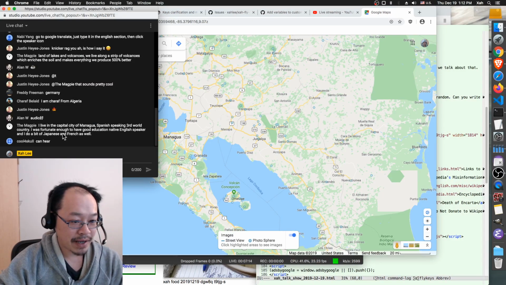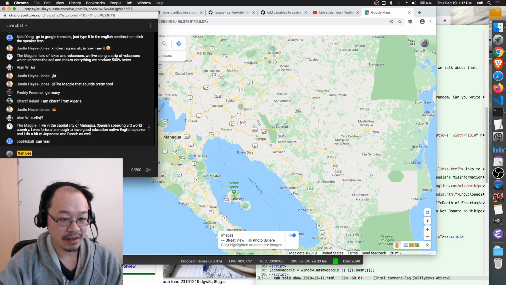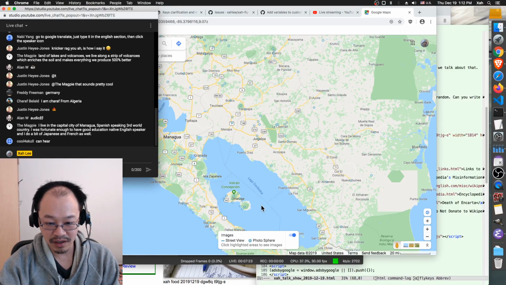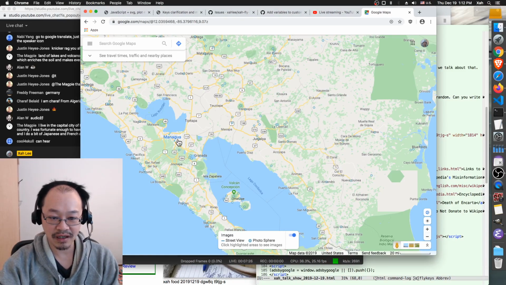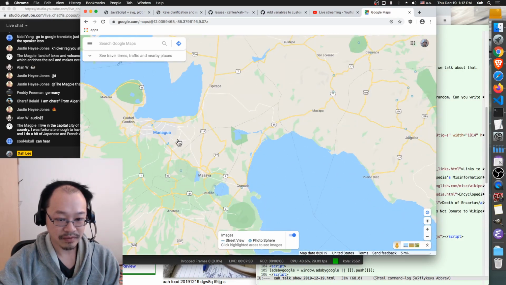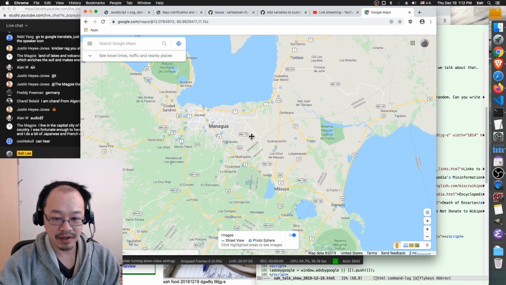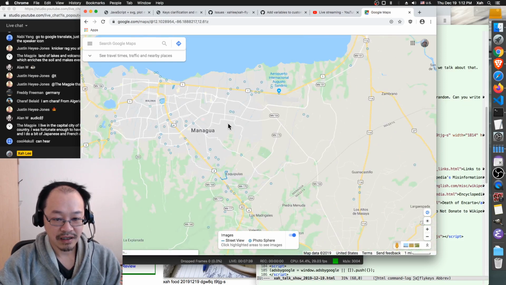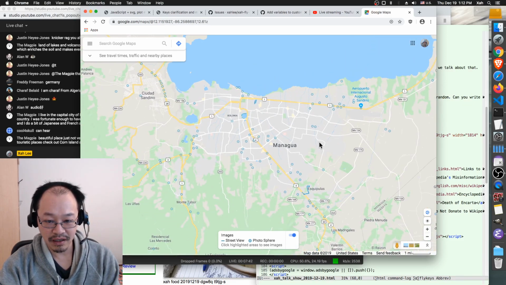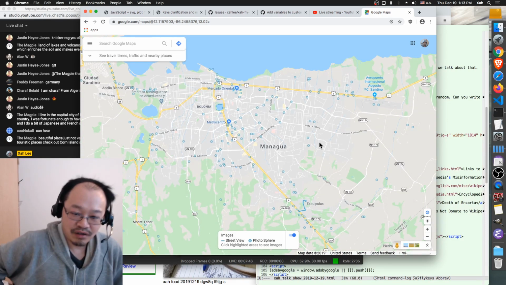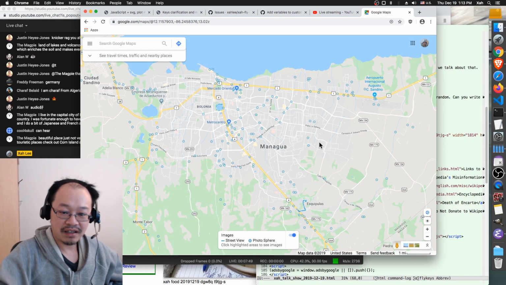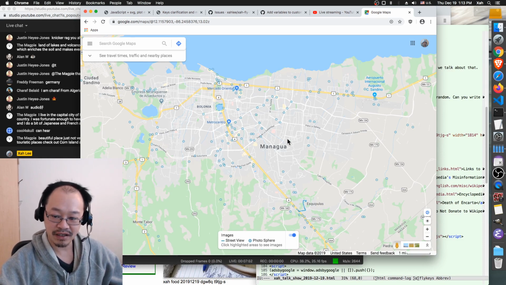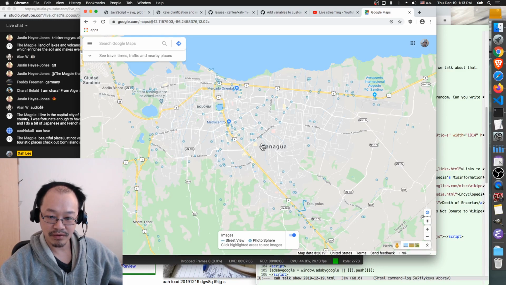Okay. So Magpie says, I live in the capital city of Managua, a Spanish speaking third world country. Oh, third world country. Managua. So let's look at it. Are you an Emacs user? How did you find me? So here is the capital of Nicaragua. Okay, something like that. And here is Managua. And they speak Spanish here. Now as you look at Google Maps, you can also get certain information. You see, they don't have street maps. I mean, they don't have the street view except a few selected places.